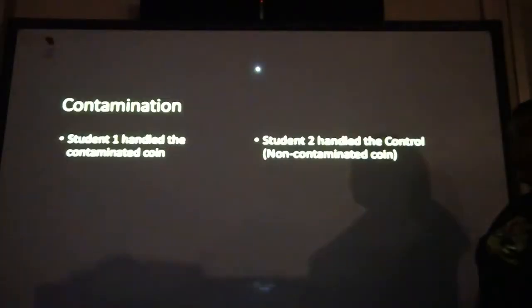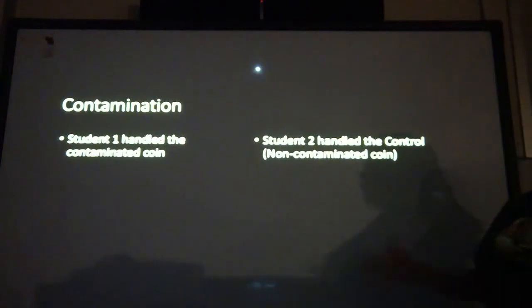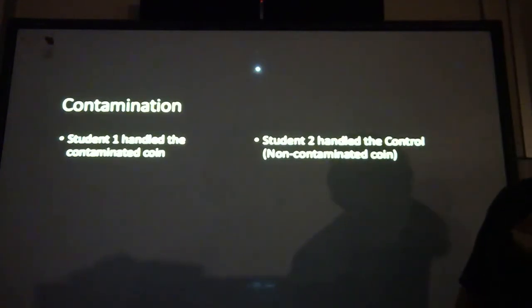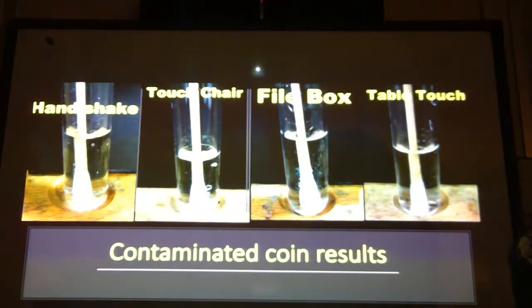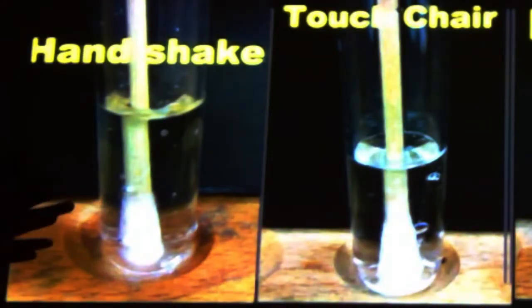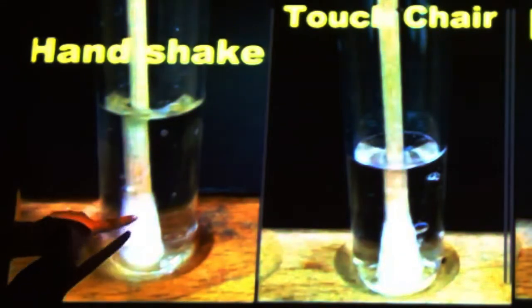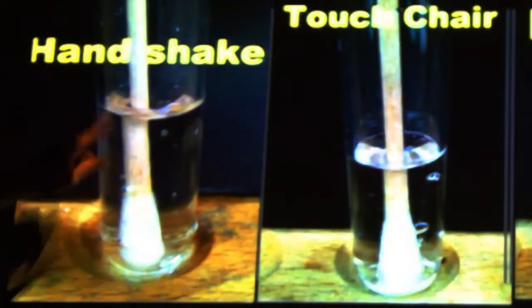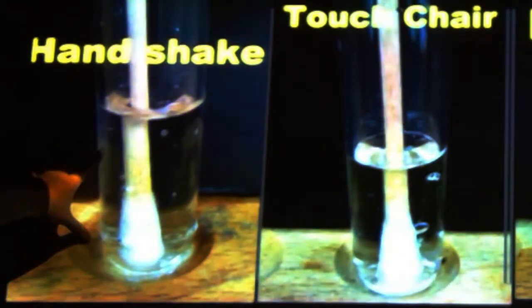Looking at the results, student 1 handled the contaminated coin, student 2 handled the control or non-contaminated coin. The results for the contaminated coin are as follows. This was from the handshake. This was hand-to-hand contact. And you can see that there are bubbles coming up in that hydrogen peroxide.